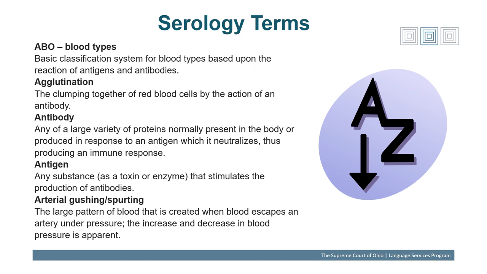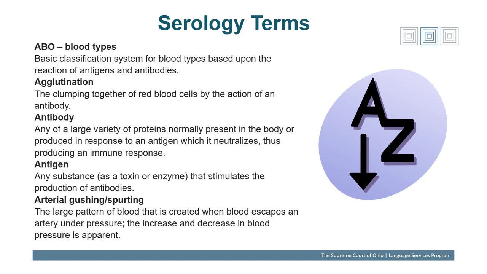ABO is referring to blood types, and it's the basic classification system for blood types based upon the reaction of antigens and antibodies. Agglutination is the clumping together of red blood cells by the action of an antibody.